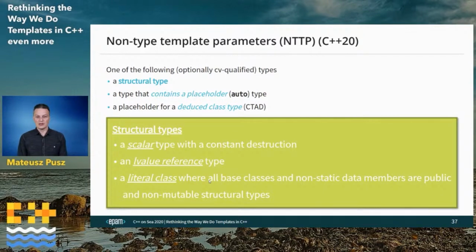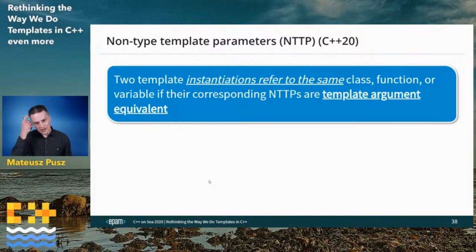In order to compare two literal classes, we have to know when something is equivalent to another, right? So there is a new term in the C++20 standard called template argument equivalent. Two template instantiations are template argument equivalent. Basically, if they are template argument equivalent, they can be used and compared as non-type template parameters.